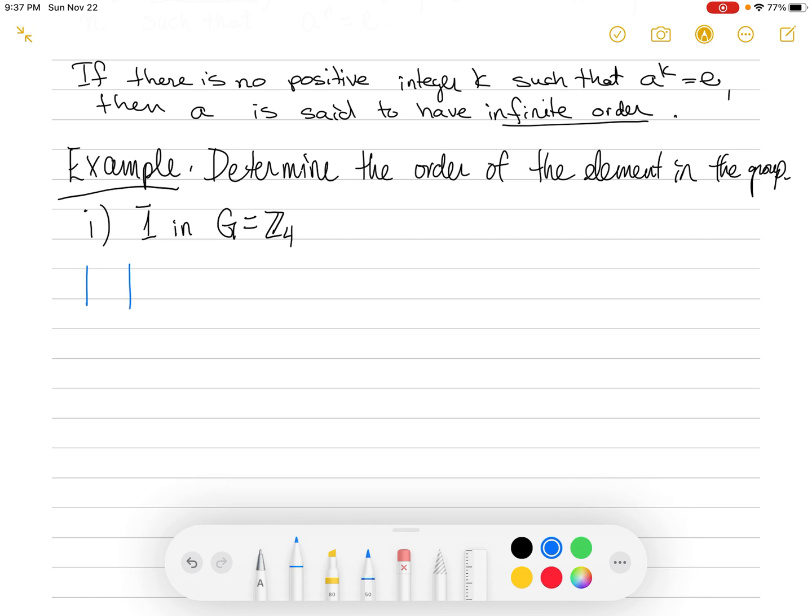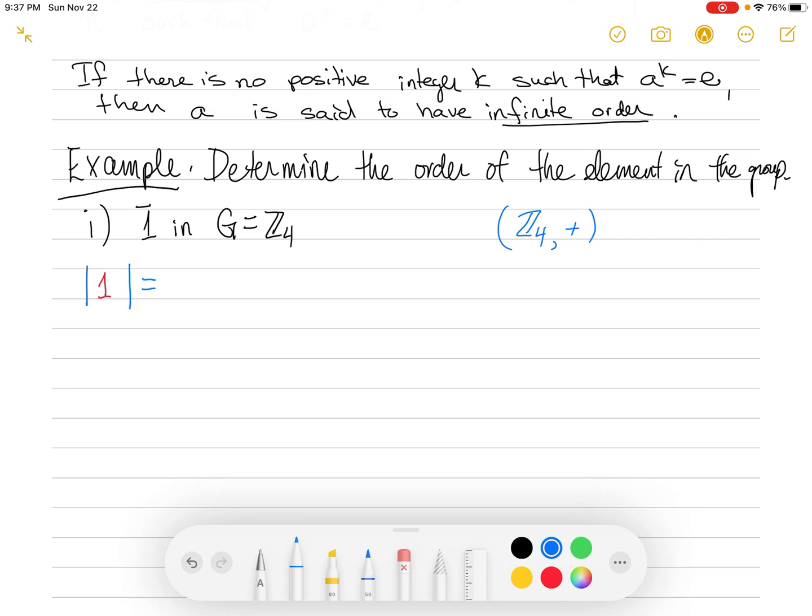So we're going to write this absolute value symbol here around 1 bar. And we're going to figure out how many copies of 1 bar you need to get back to the identity in Z4. So think about Z4. Z4 is an additive group, right? Z4 under addition forms a group. It doesn't form a group under multiplication, right? Z4 has a 0 element, and the 0 element has no multiplicative inverse. So Z4 has to be an additive group, can't be a multiplicative group.